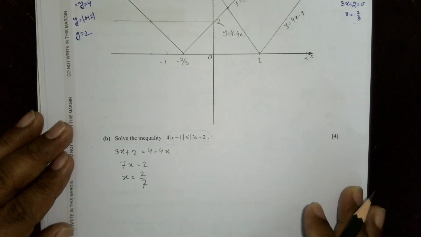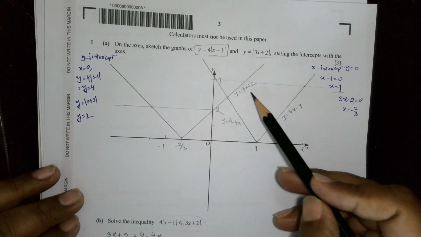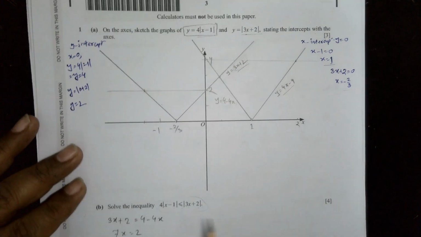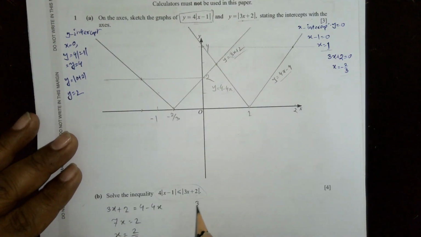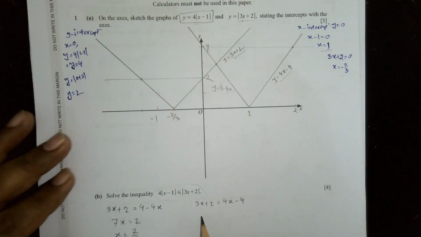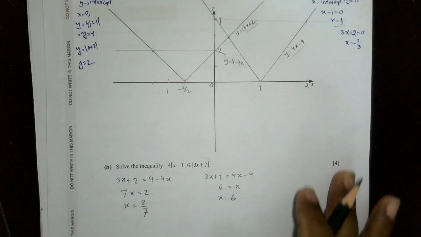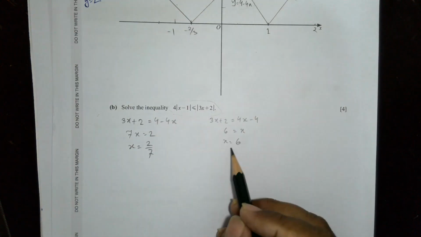Okay. Yes, sir. And again, this line and this line will intersect in the near future. So I can write 3x plus 2 is equal to 4x minus 4. So I will have 6 is equal to x. So x is equal to 6.